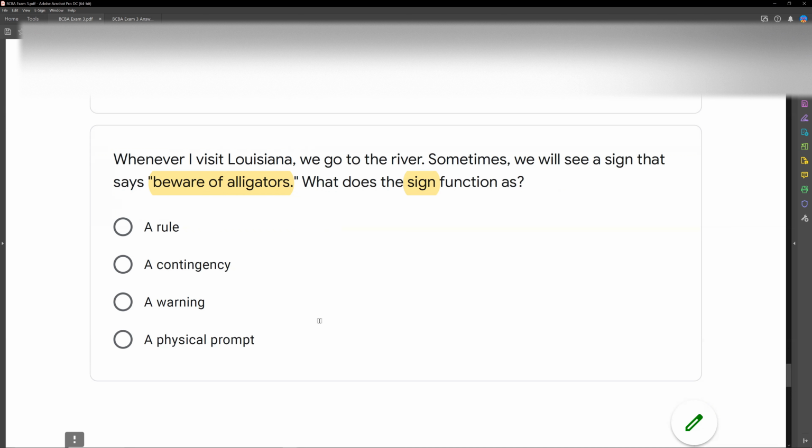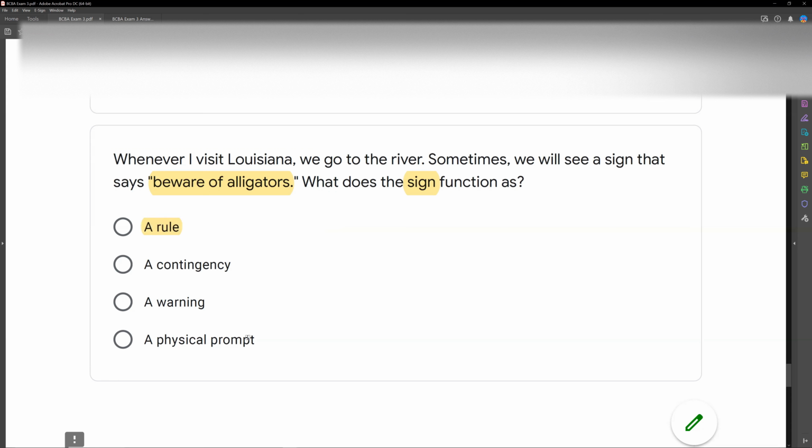All right. So don't overcomplicate rules and contingencies. Contingencies, behavior has been maintained because the contingencies actually occurred. The consequences occurred. We've had this rule and it's prevented the contingency from happening, right? So when we see a sign that says beware of alligators, we haven't experienced the contingency. Our behavior is not contingency shaped. However, it is rule governed because this sign functions as a rule.